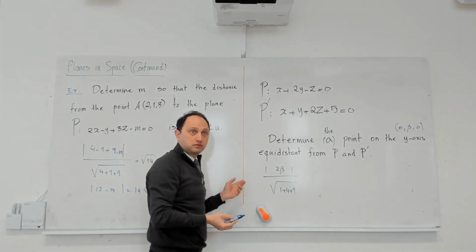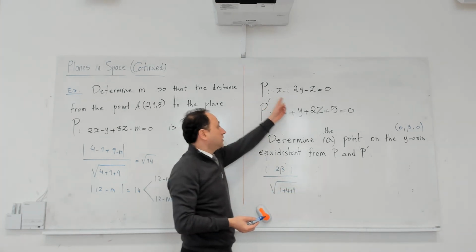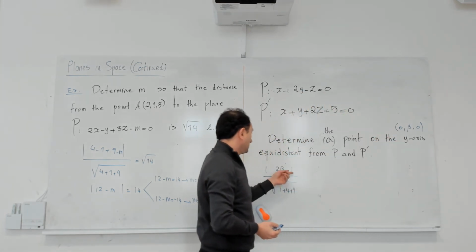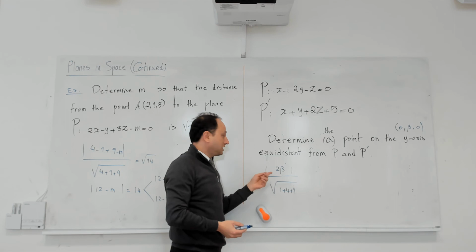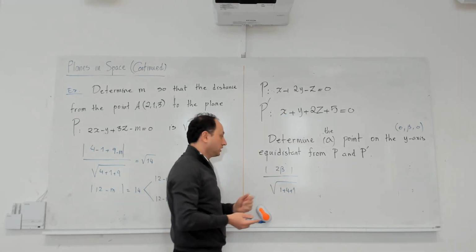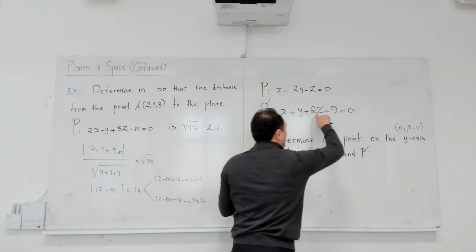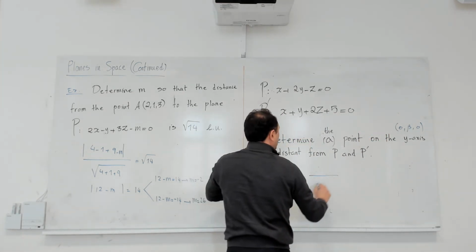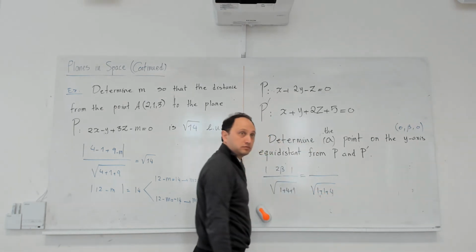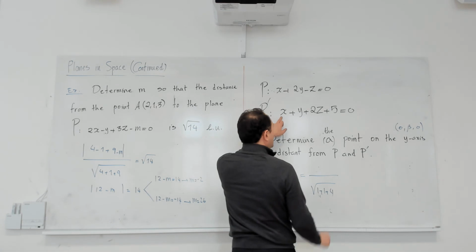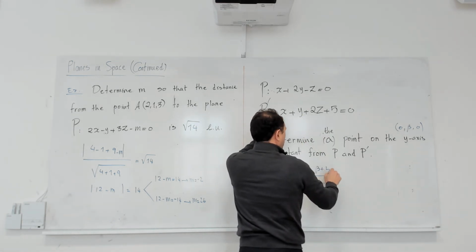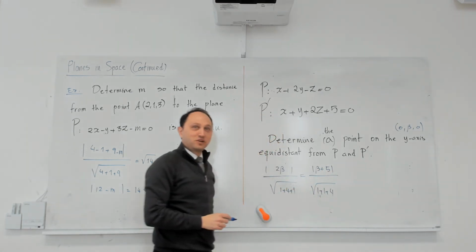Agree? Yes or no? Instead of x, I put 0, instead of y, I put beta, instead of z, I put 0. Look at this. This is the distance from that point to this plane. Yes or no? Okay. And then the distance from this point to that point should be the same distance. So square root of 1 plus 1 plus 4. Yes? And then you put this one 0, y beta, z plus 5.